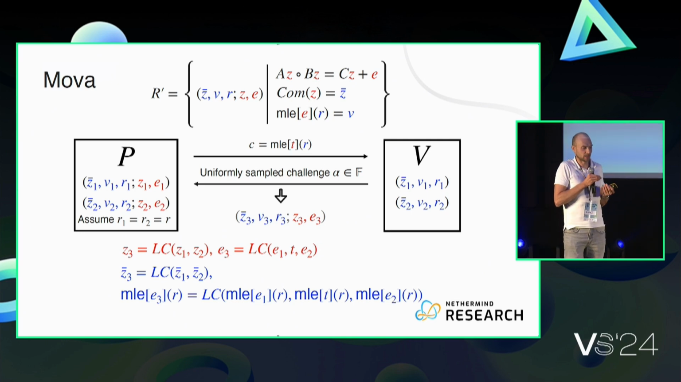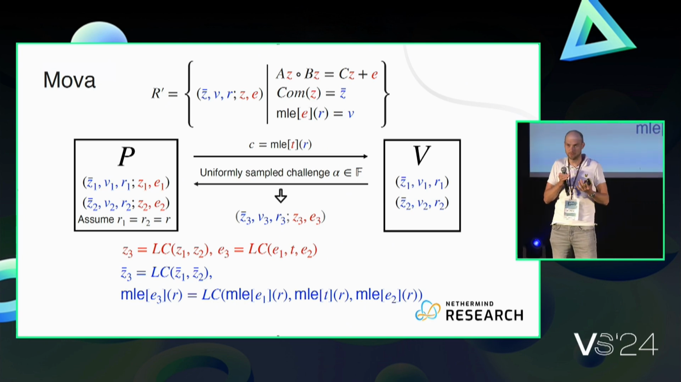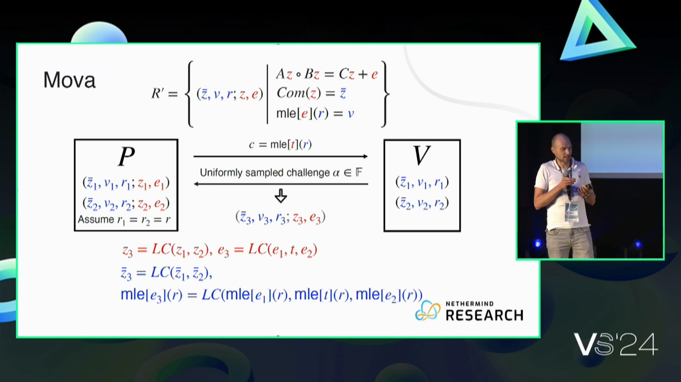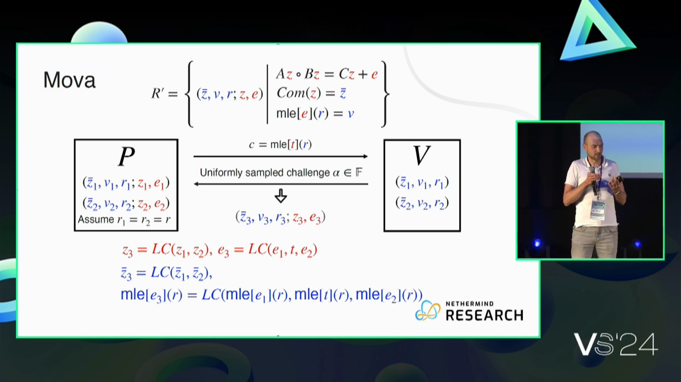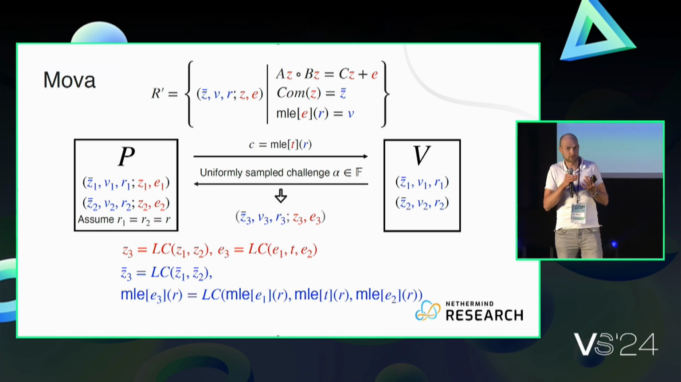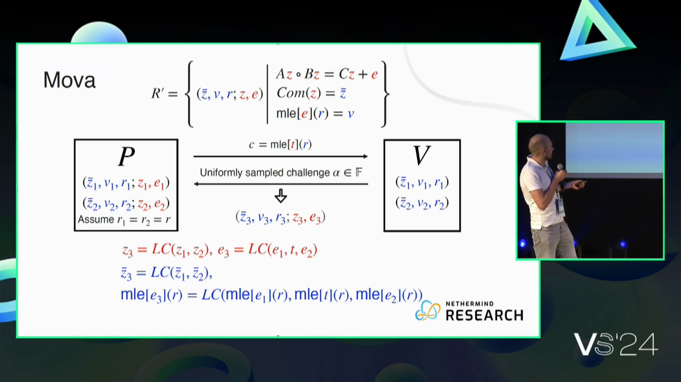And here the trick is that, as previously, Z3 is just a linear combination of Z1, Z2. E3 is a linear combination of E1, T, E2. And Z3 bar is a linear combination of Z1 bar and Z2 bar. And actually, this multilinear extension of E3 over r can be computed as a linear combination of these multilinear extensions that we already know.